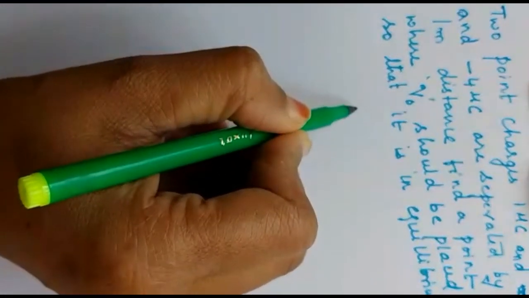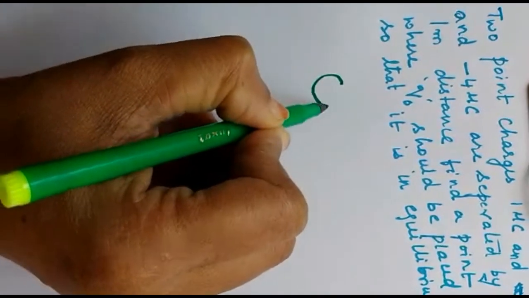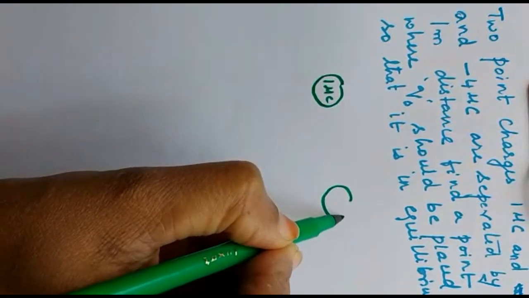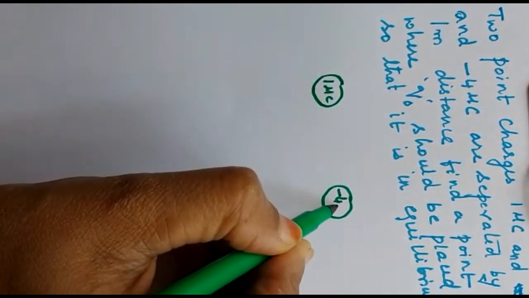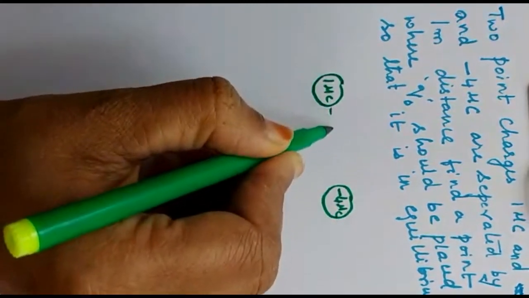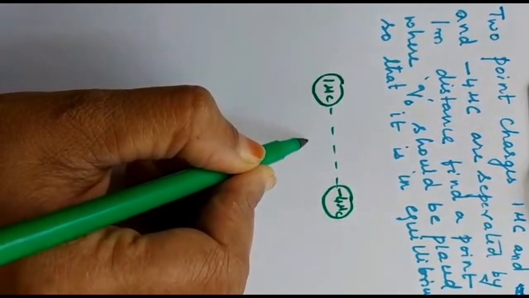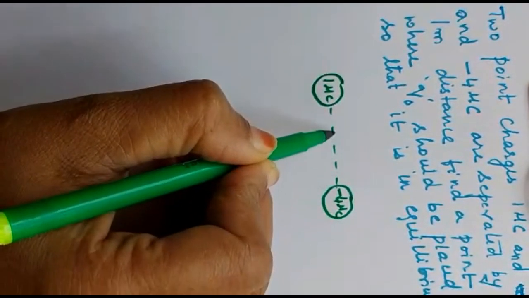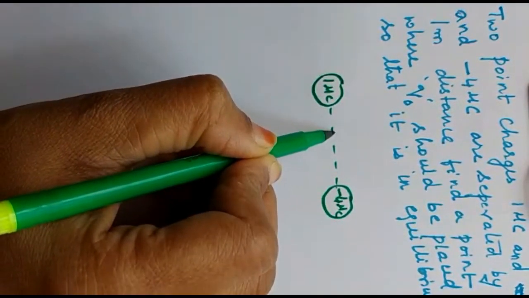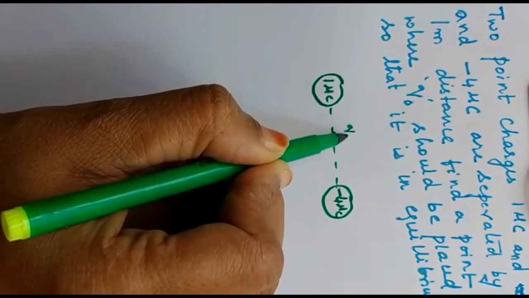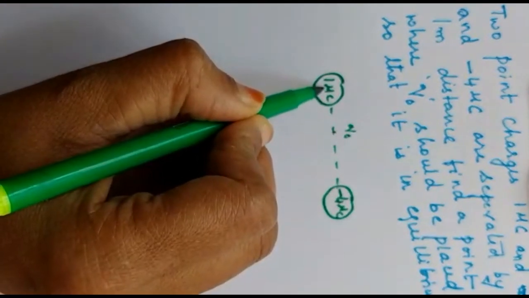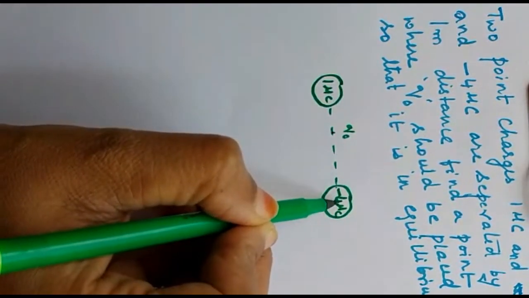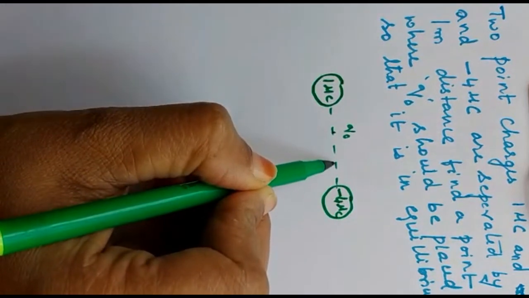So let this be a 1 microcoulomb charge. And here I will take minus 4 microcoulomb. Distance of separation is 1 meter. But like the previous question, if you select a point in between the line joining the charges, say I have kept Q naught here, then on Q naught you will observe that due to 1 microcoulomb there will be a force of repulsion, and due to minus 4 microcoulomb there will be a force of attraction.